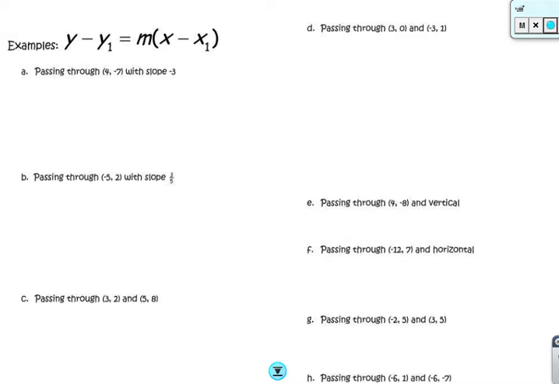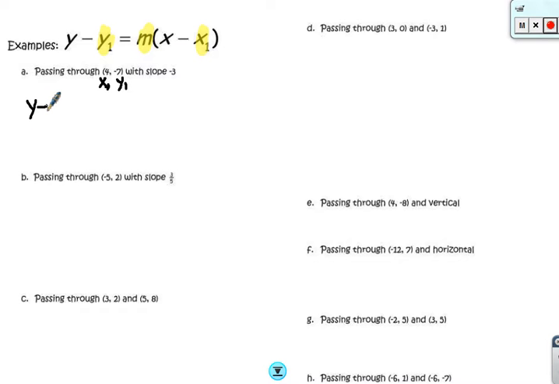So if you open up your foldable, you should be on this first problem that says passing through the point (4, -7) with a slope of -3. You need to find the equation of that line. So we first want to identify what x1 and y1 are. So here we have our point. So 4 is x1, -7 is y1. So now we have all our parts. We have y1, m, our slope, and x1. So we can begin by plugging in our numbers.